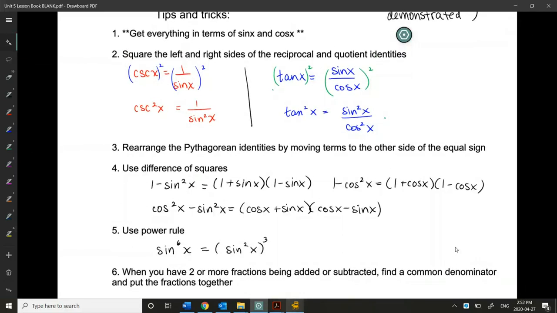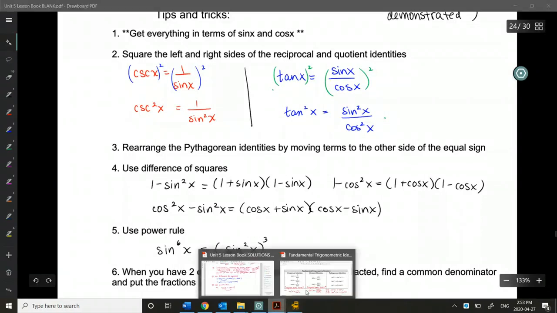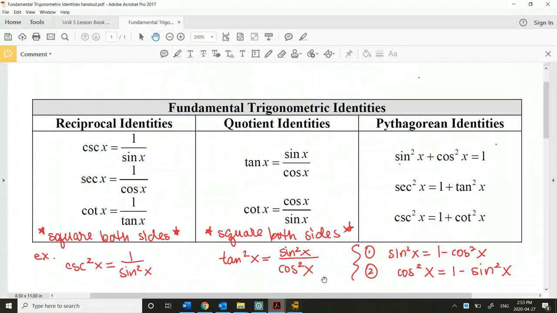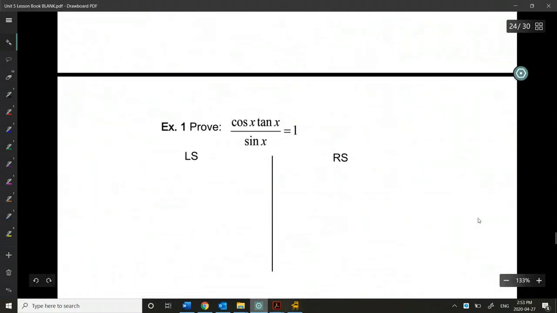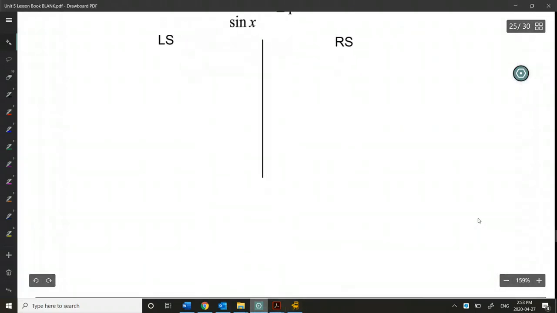All right, so if you ever get confused, we want to look back at these tips and tricks and try to employ some of these techniques. We're also going to make sure as we get into doing some of these proofs that we have this in front of us and available, and I'll also flip back and forth between it as well so you can see which of these fundamental trig identities I'm going to be using in our questions. So without further ado, let's try an example.